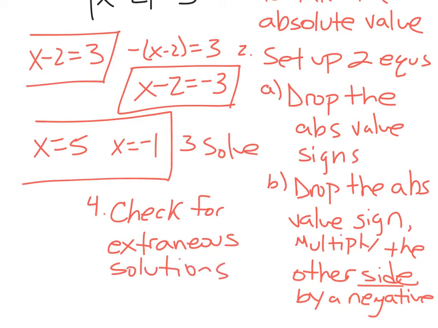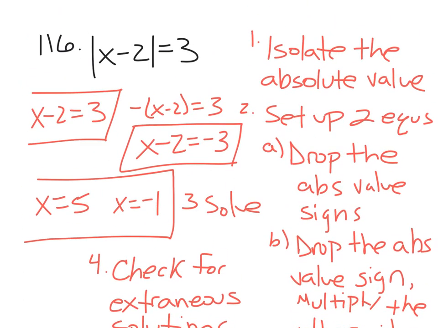All right, and again, you do that, you got to go back to the original, so the absolute value up top. And we're plugging in 5, so 5 minus 2, absolute value of 3 is 3. That's good. Plug in negative 1. Negative 1 minus 2 is negative 3, but the absolute value of negative 3 is 3, so both of these are solutions. Is that okay?